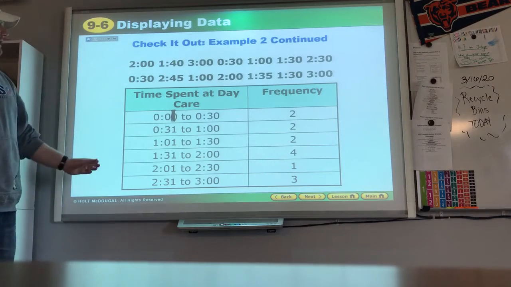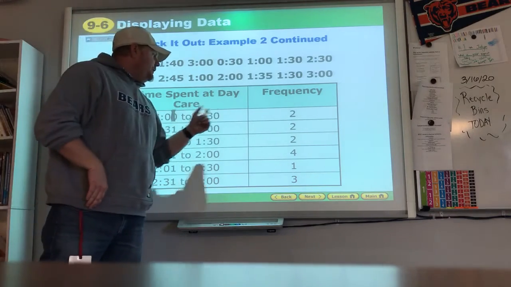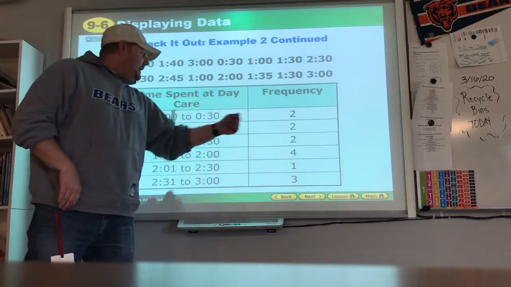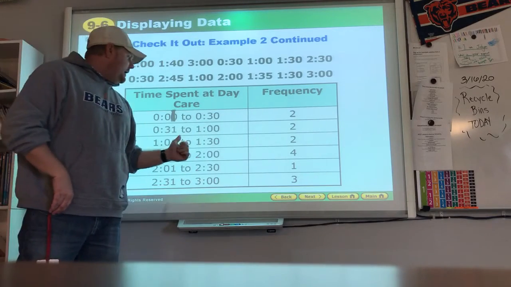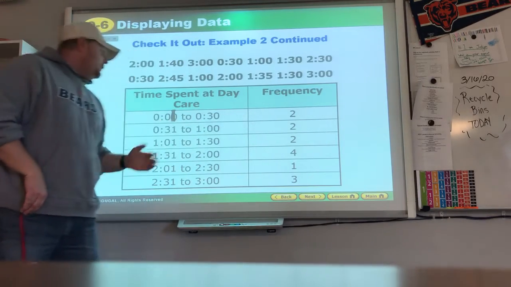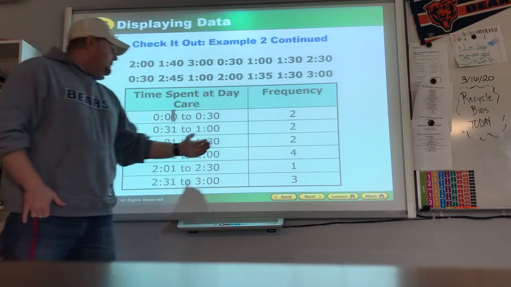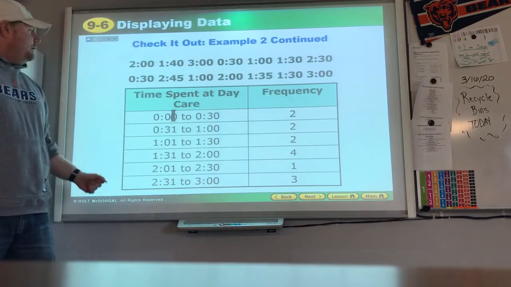All right? So we make our data 0 to 30 minutes or 1 to 30 minutes is 2 children. 31 to an hour is 2 children. An hour and 1 minute to an hour and 30 minutes is 2. 1 hour and 31 minutes to 2 hours is 4. And we go on down there.